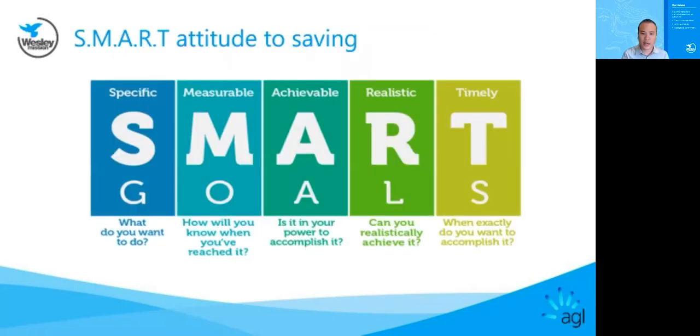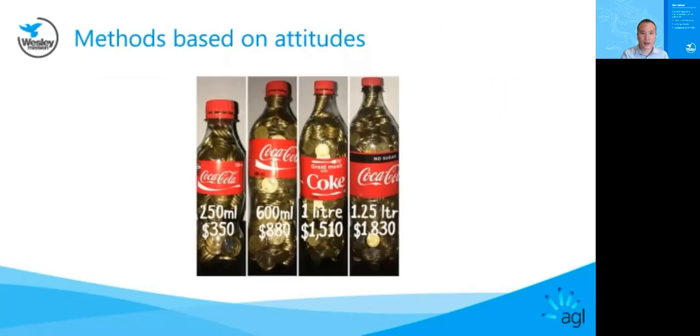And a lot of you would know SMART goals, and you would do that with your clients. So just thinking about saving in a smart way: specific, measurable, achievable, realistic, and timely. And because it's about the attitude, not the amount, it means we can think really innovatively about the different methods that we can have. And as you can see here, there's a Coke bottle one where if you fill up a 1 litre Coke bottle, you've got $1,500 in there.